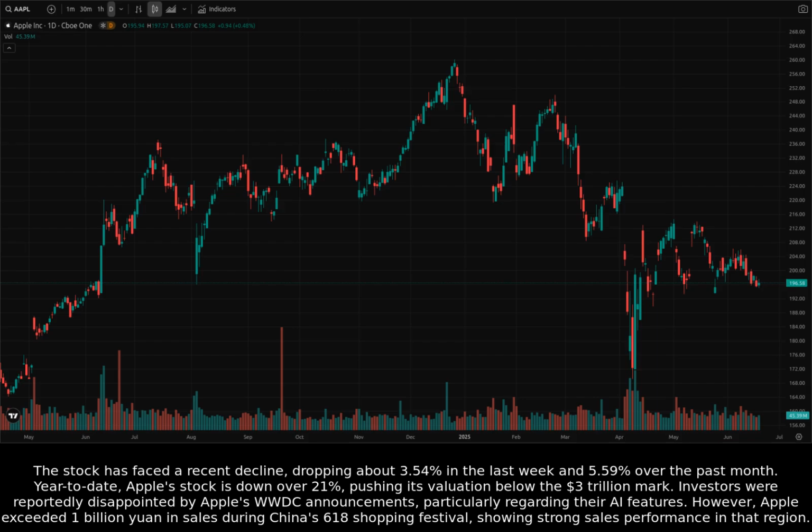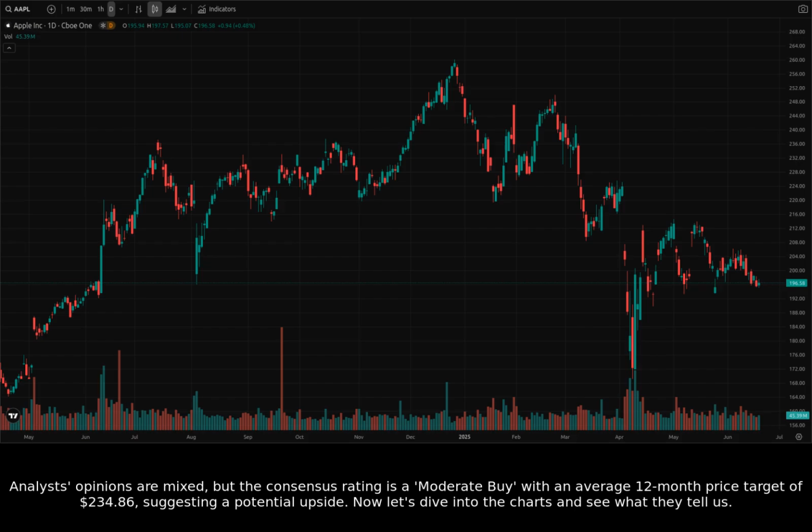Investors were reportedly disappointed by Apple's WWDC announcements, particularly regarding their AI features. However, Apple exceeded 1 billion yuan in sales during China's 618 shopping festival, showing strong sales performance in that region. Analysts' opinions are mixed, but the consensus rating is a moderate buy with an average 12-month price target of $234.86, suggesting a potential upside. Now, let's dive into the charts and see what they tell us.